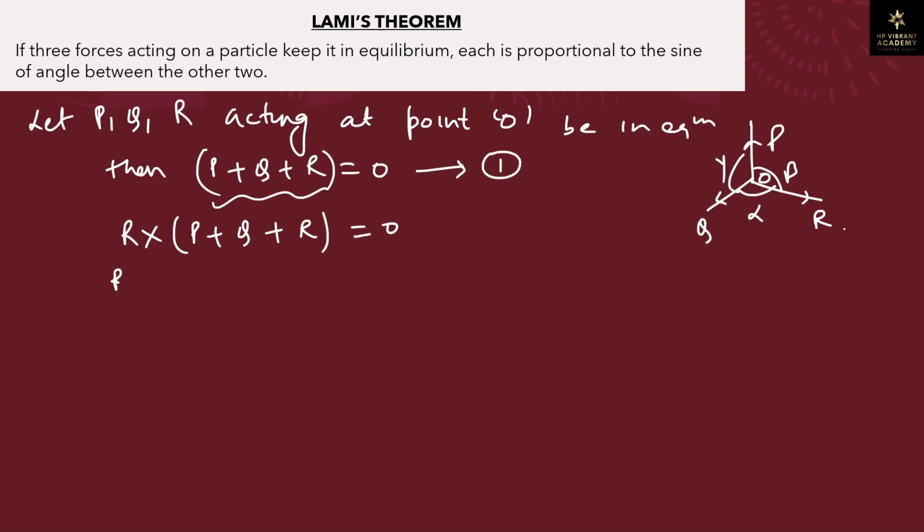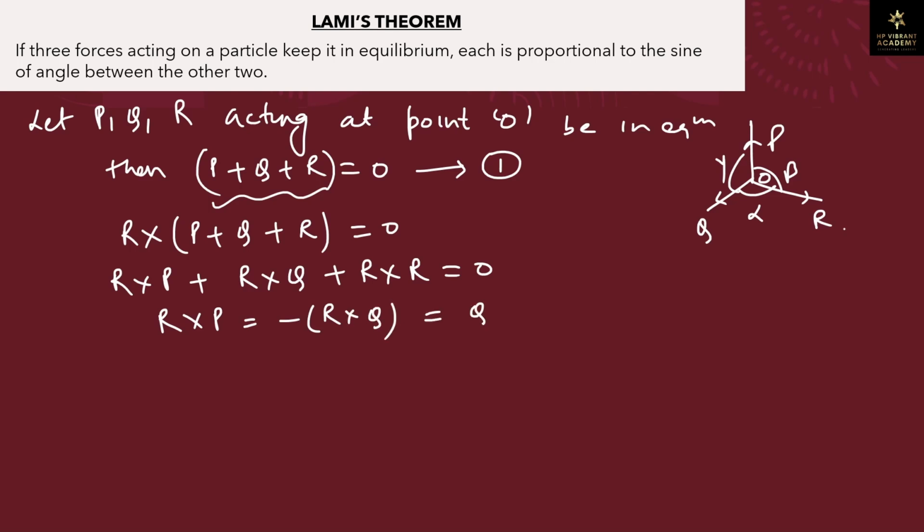So we have R cross P plus R cross Q plus R cross R is equal to 0. So we have R cross P is equal to minus of R cross Q. This we can write as Q cross R. So we have R cross P is equal to Q cross R. Let us take this as equation 2.